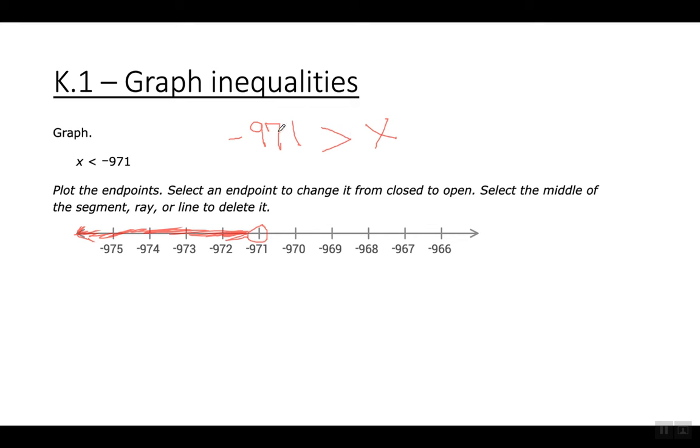X is less than 971. So if they write it like this, which again, you will see in your assignment, read it with the variable. Don't memorize which side the arrow is pointing because you're going to get them wrong. Trust me. I taught middle school for many years. I promise you, I know what I'm telling you. And then you're going to message me, why am I getting this wrong?